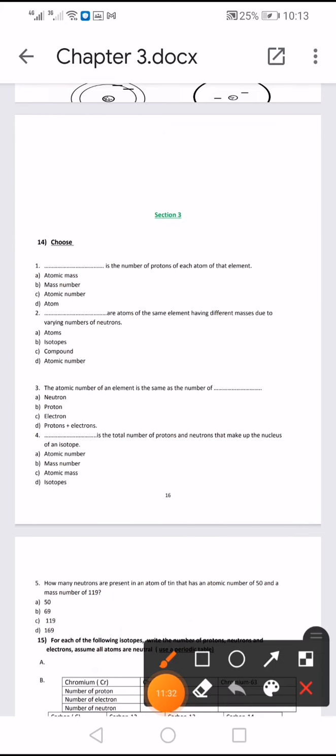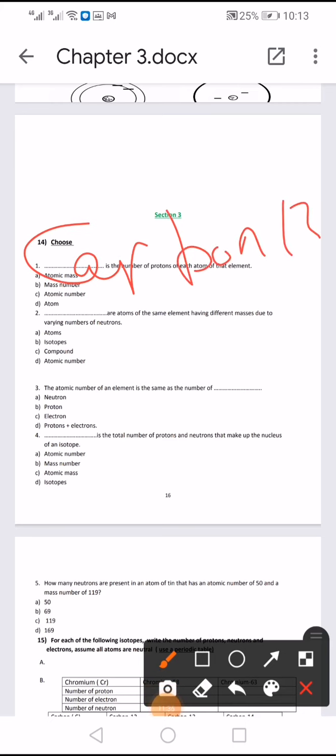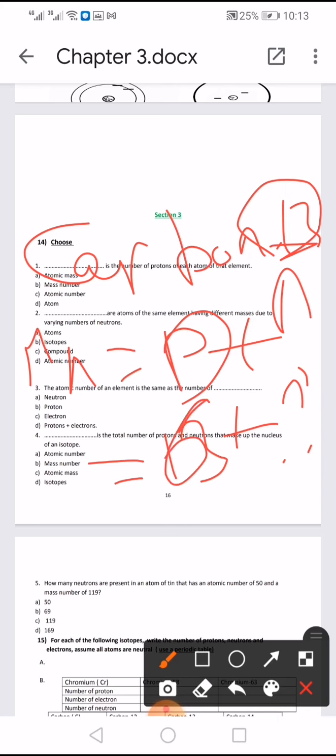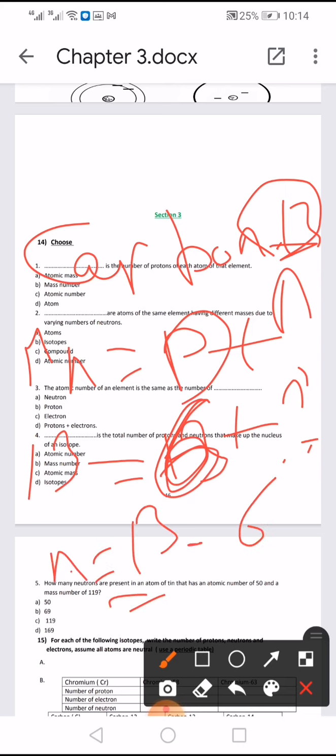What about the second one, carbon 13? This is the mass number. Mass number equals protons plus neutrons, 13 equals protons plus neutrons. We want to get the neutrons. The atomic number is 6, so protons are 6. The mass number is 13, so the number of neutrons equals 13 minus 6. The answer is 7.